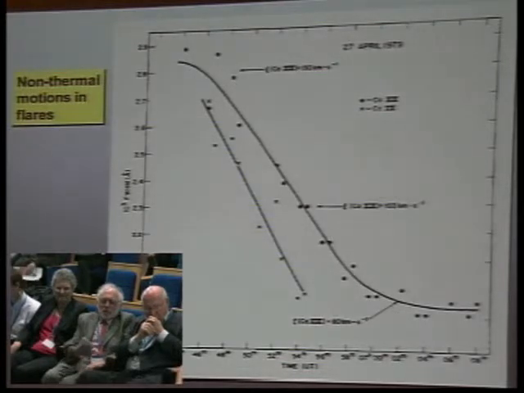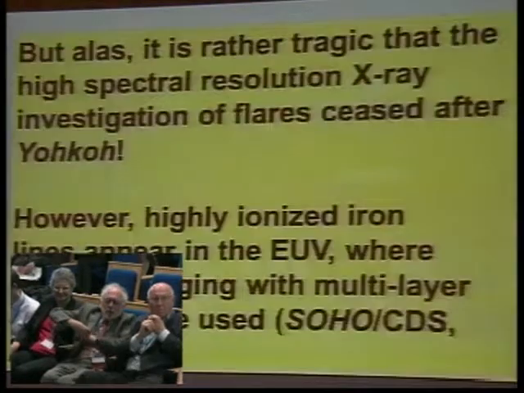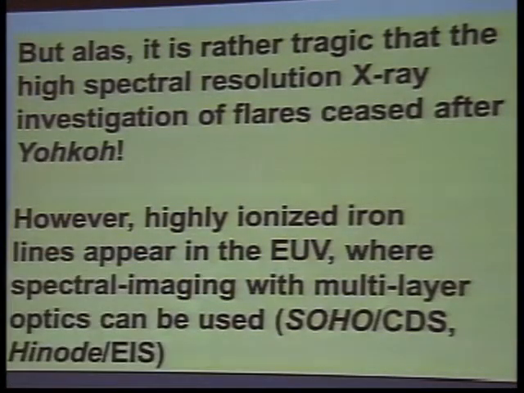So what I'd now like to do is switch to the future, what's actually happening in this line of research. Tragically, the high-resolution X-ray spectra sort of ceased after the Yohkoh mission in '91. However, we can still do work on highly ionized iron in the EUV using multi-layer optics because we see lines of iron 24 and 23. These are due to transitions within the ground configuration of the ion.